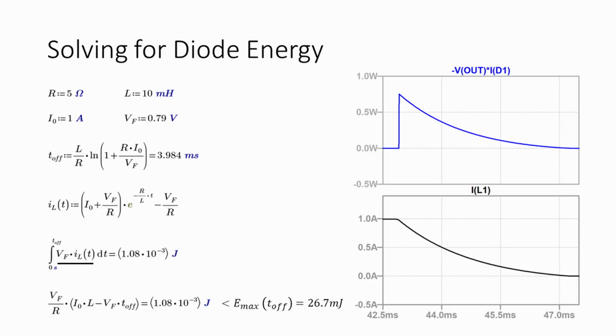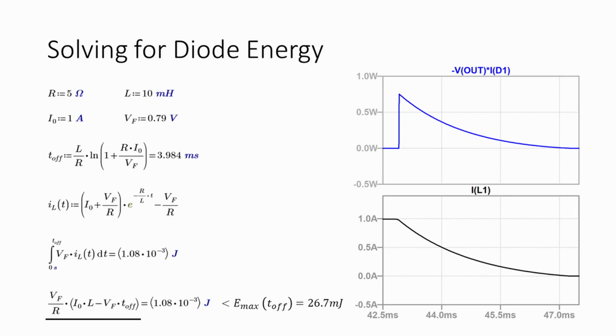Power of the diode is voltage multiplied by current, and to keep it a bit simpler, it's assumed that the forward voltage of the diode is constant. This is a conservative assumption since current is decreasing. Then, energy is the integral of power over time. The time period is the T-off value we found earlier.